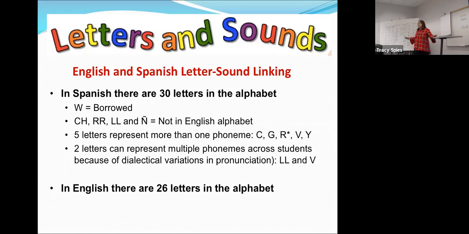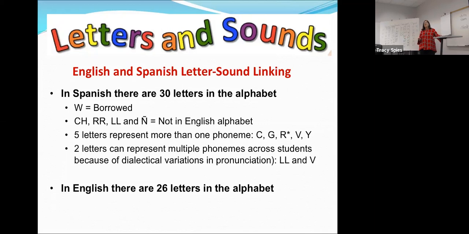So that letter C represents, just like in English, hard C and soft C's. We have hard and soft in English and Spanish. The hard G is good, just like in English, but the soft G in Spanish is different. We have a hard R that we trill, and then we have the soft that we don't trill. It's just your tongue flaps up and down.